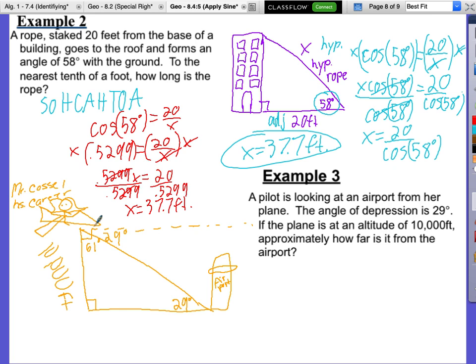Okay. We know this is 10,000 feet. We know this is 29 degrees. This is the right angle. This is 61 degrees. We're trying to figure out how far it is from the airport. So we're trying to figure out this leg right here. When you measure distance, you measure the horizontal distance, because this is the actual distance it is from the airport, as the crow flies.